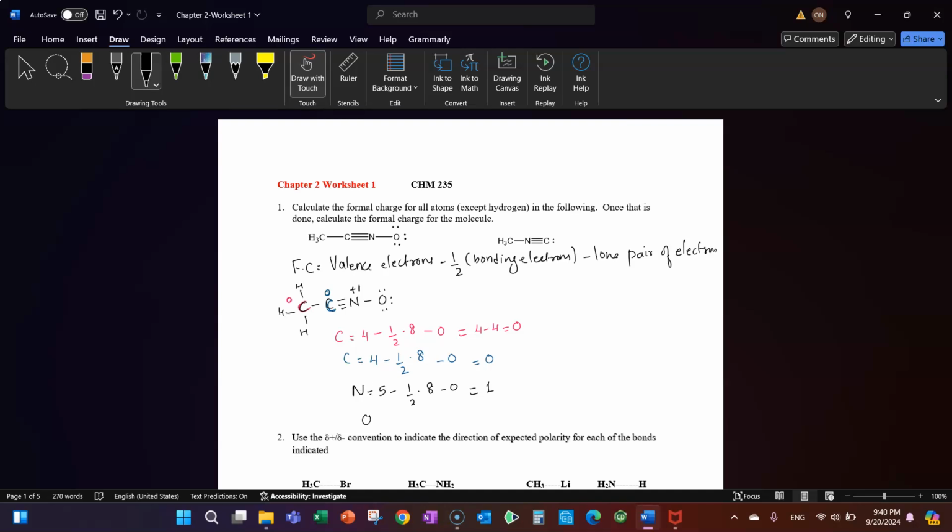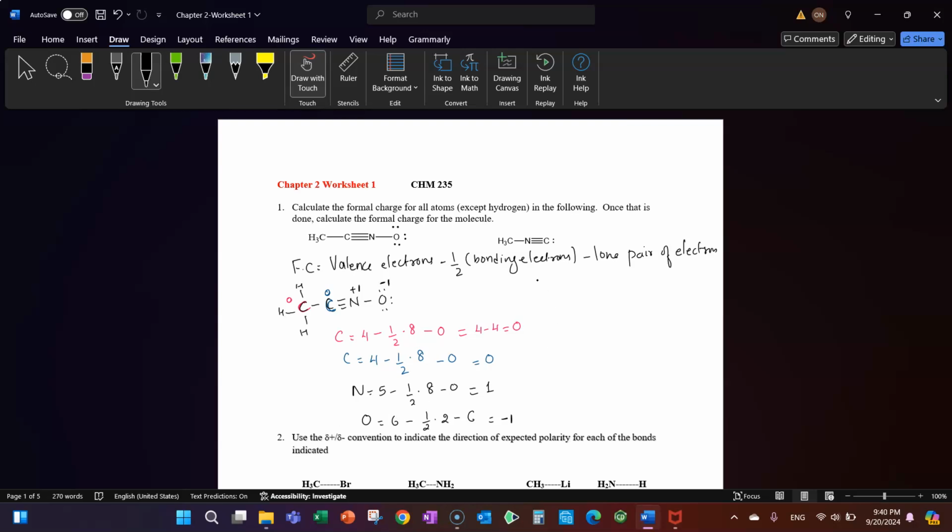And finally, for the oxygen, 6 valence electrons minus 1/2 of the bonding electrons. How many bonding? Just 2. And how many lone pairs? 2, 4, 6. So minus 6. So we have 6 minus 7, which is negative 1. So this oxygen here has a negative 1 formal charge.